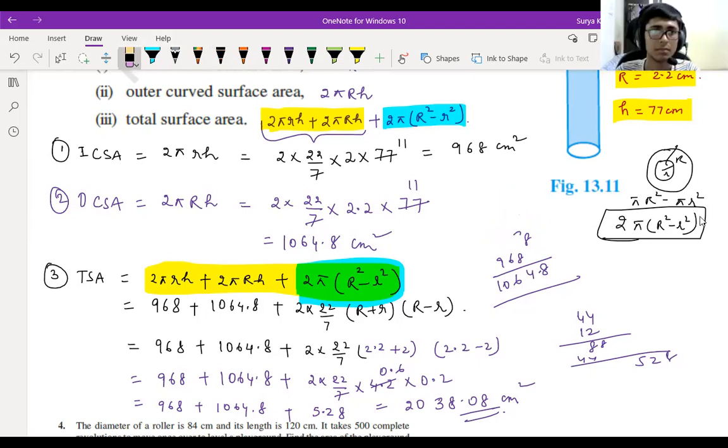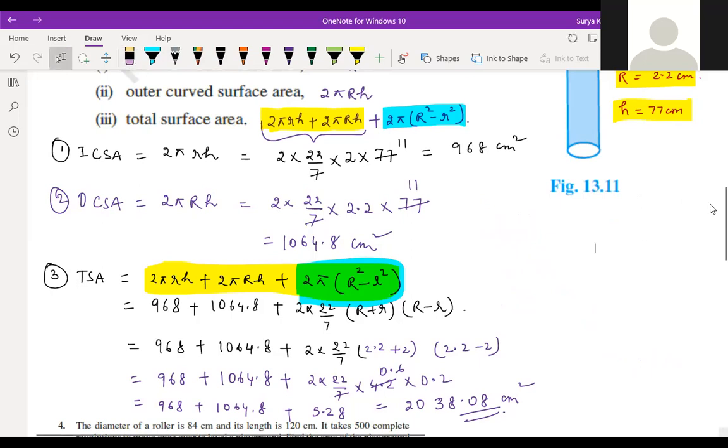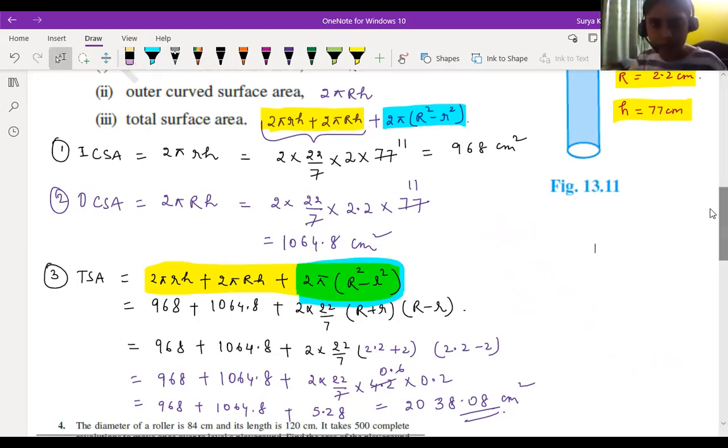No, sir. Those who can write or take the screenshot of it, you can take it if you want. So next question, we'll just move to the next question now. Sir, give me 1 minute, I'll write the last step.